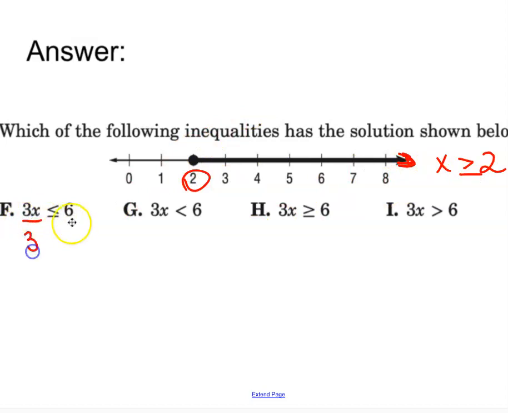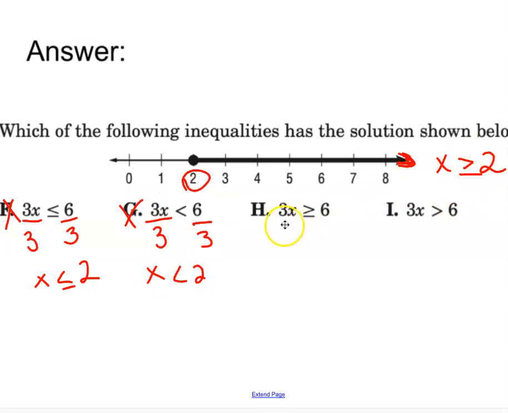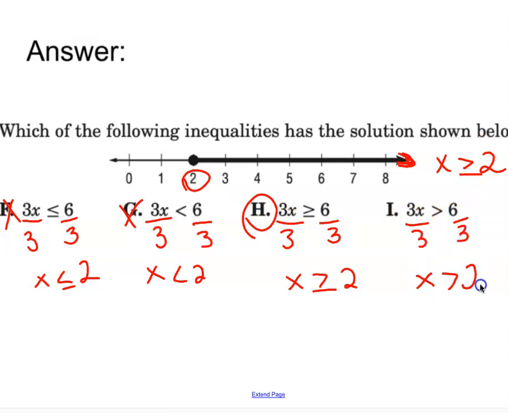This is multiplication, so we are going to divide. We do the inverse operation. So we get x is less than or equal to 2, so that is no good. I divide by 3, and I get x is less than 2. No good because I'm looking for greater than or equal to. For h, I divide by 3 again, and I get x is greater than or equal to 2, so h is correct. And I can quickly solve I just to make sure I am correct, and I would get x is greater than 2. Remember, you only flip the inequality symbol when multiplying or dividing by a negative.